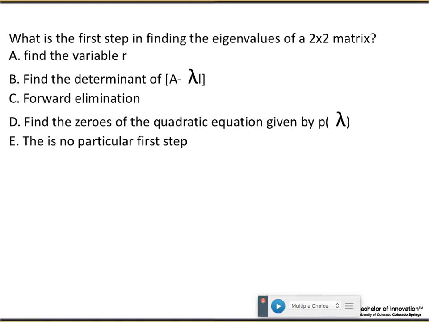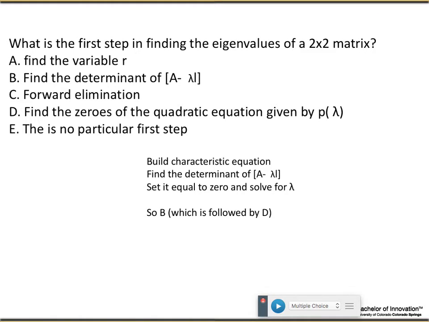Okay, so this one, in fact, I included because the student who had it in the journal actually got the question wrong. They thought the answer was D. But the actual answer is B. Find the determinant of A minus lambda I, which is the first step. The determinant of A minus lambda I gives me the characteristic equation, which is the second step, D.